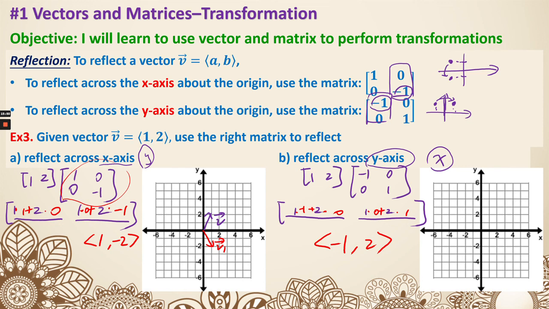For the first one, we have 1, 2, which is our original v. And for our new one, it will be negative 1, 2 right here. They're reflecting across the y-axis.